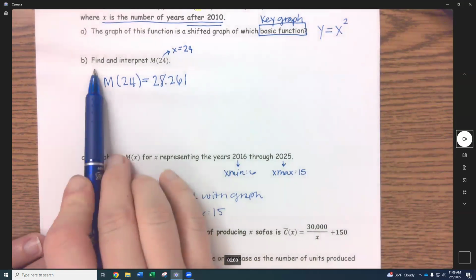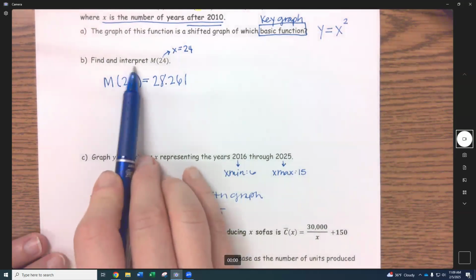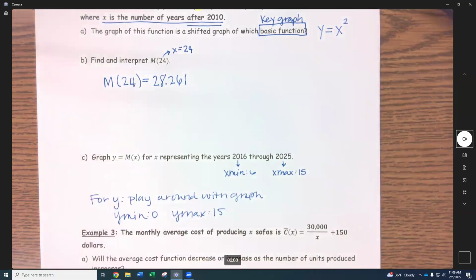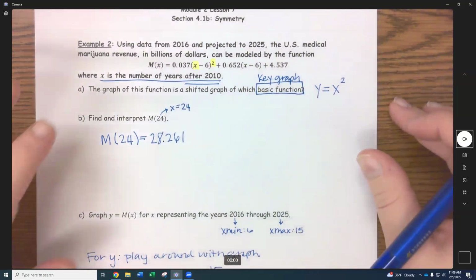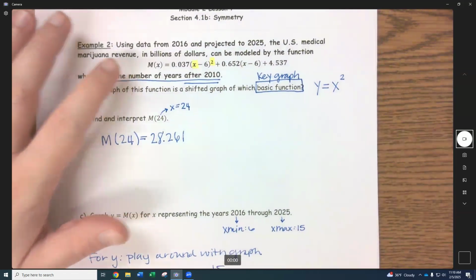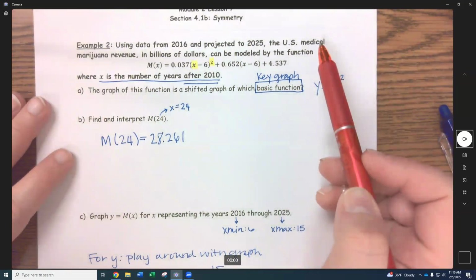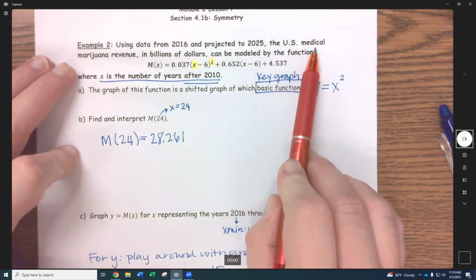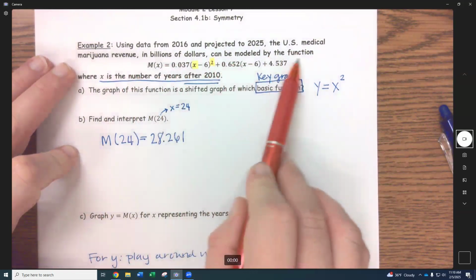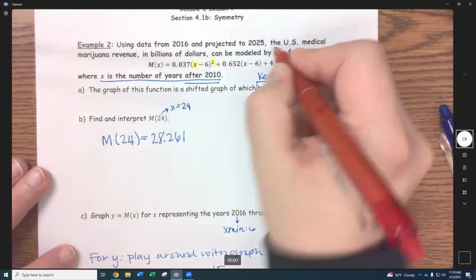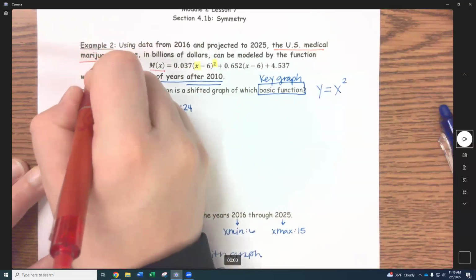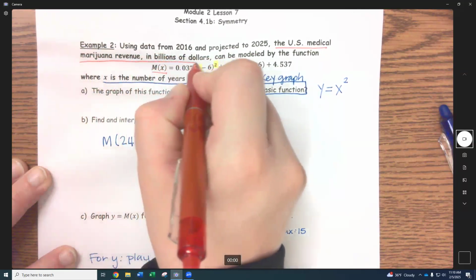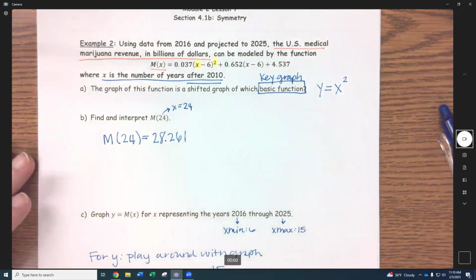So we have found it. Check. Now I need to interpret. This is what we kind of struggle on, especially with my on-campus students that are having to do this by hand, right? What does this function represent? It says that the U.S. medical marijuana revenue in billions of dollars can be modeled by this function. So my M of X equals the U.S. medical marijuana revenue in billions of dollars.